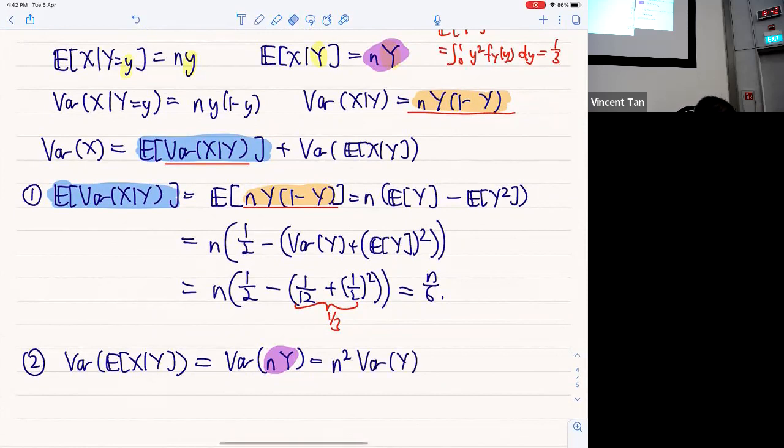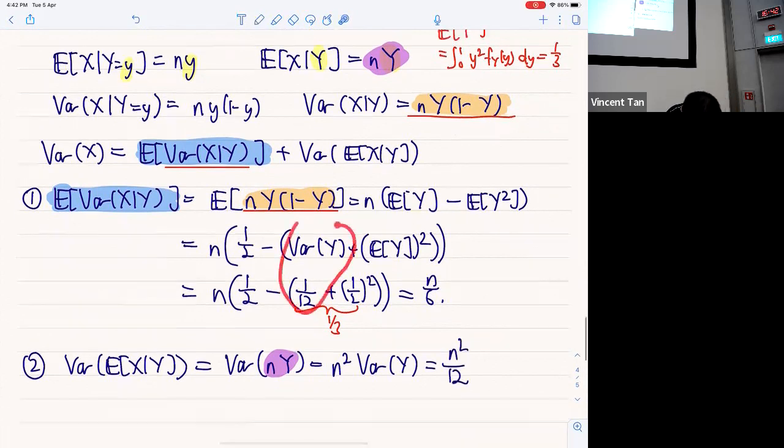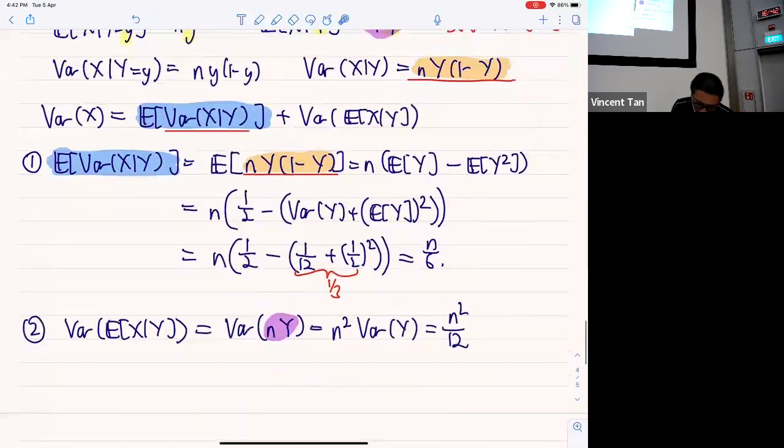Actually, it's n squared over 12, because for a uniform random variable, this number 12 always appears. Variance of y, we have computed it. Or you can go and painstakingly compute it, but I'm not going to do that.